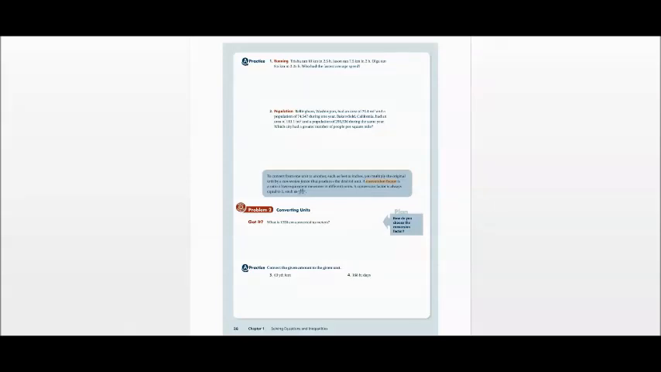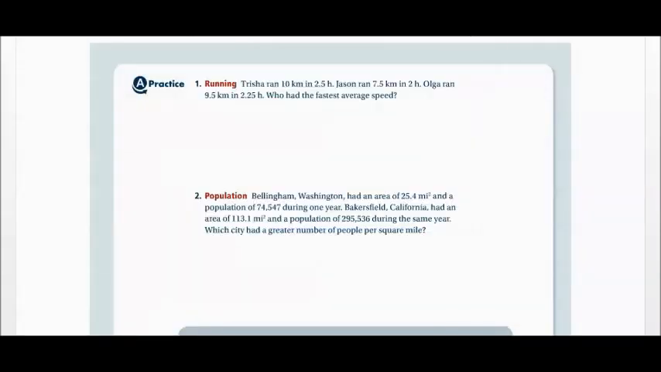I'm looking at page 38 of your textbook. All right, here's number 1 on page 38. It says, Trisha ran 10 kilometers in 2.5 hours. Jason ran 7.5 kilometers in 2 hours. And Olga ran 9.5 kilometers in 2.25 hours. Who had the fastest average speed?